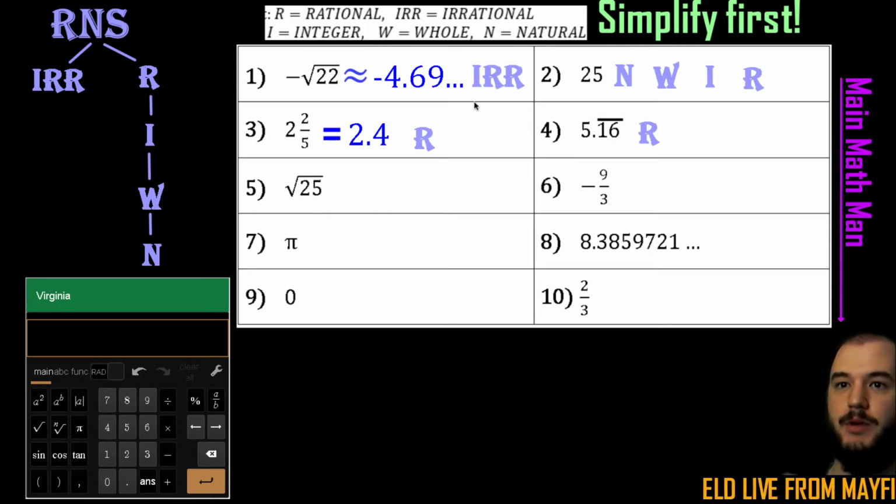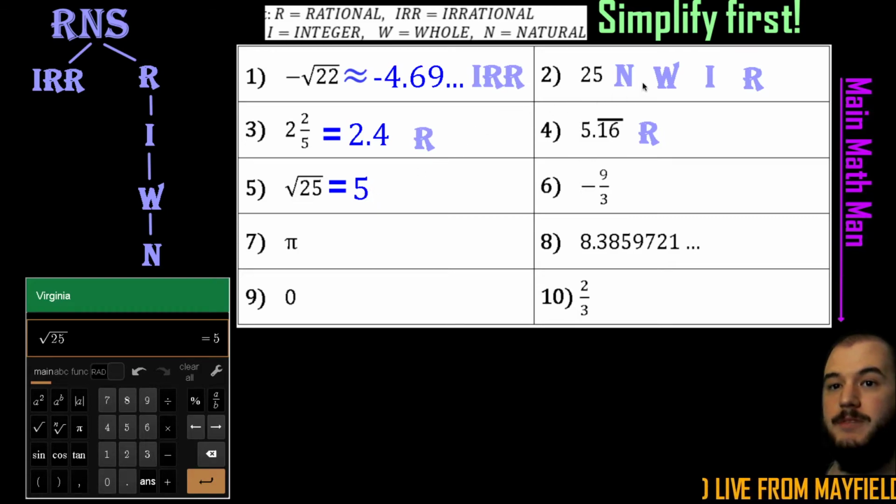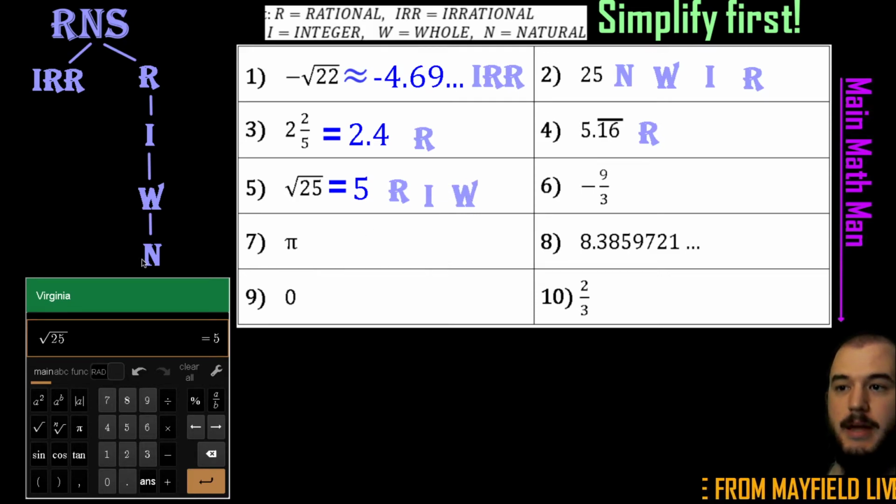For number 5, make sure again you are simplifying first. So when we take that square root of 25, that's a perfect square. Just in case, let's check our Desmos calculator to be sure. And very good, yes, it is equal to 5. So that value that we're looking at now is going to be 5. Where we place 5, well, it's a counting number, so that means it's going to be rational. It's an integer. It is a whole number, and it is a natural number. So make sure you're including all 4 for this value of 5.